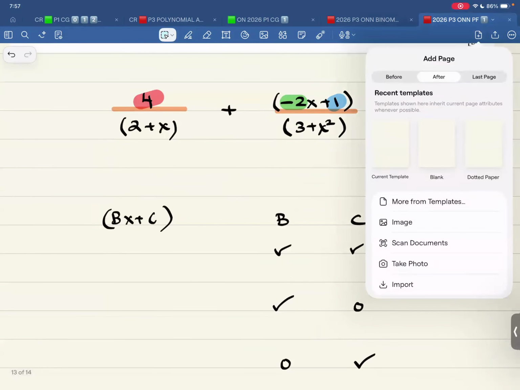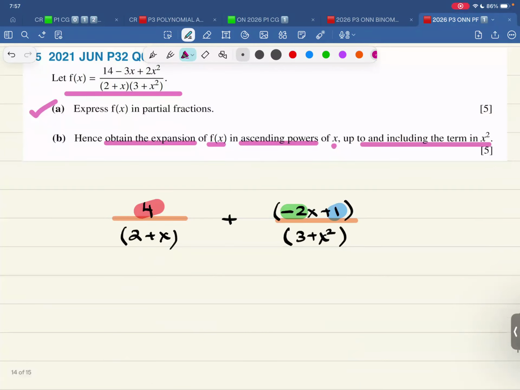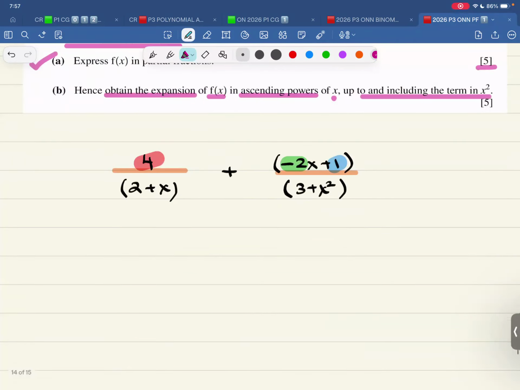And now the question says, hence obtain the binomial expansion. Hence obtain the expansion, that means the binomial expansion of f(x). This whole thing is f(x), for which you have already broken it down into partial fractions, in ascending powers of x up to and including the term in x squared. That is 5 marks. By the way, the first part was 5 marks. The second is also 5 marks.